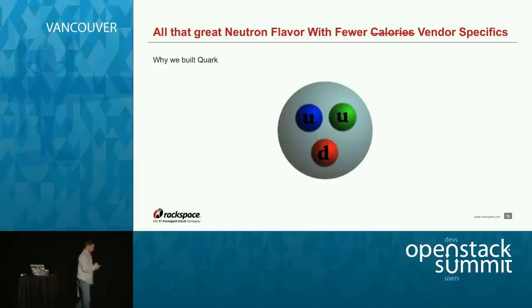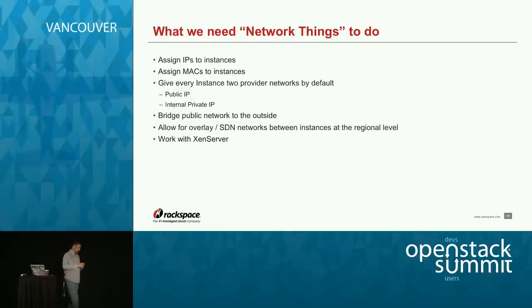All right, Neutron. This one always gets interesting. We do use Neutron, and we use Neutron with cells. And the way we did that was we built a plugin. This actually allowed us to do a lot more than just use cells. But why did we build a plugin? So when Neutron first started, we looked at all the things we needed the network to do for us.